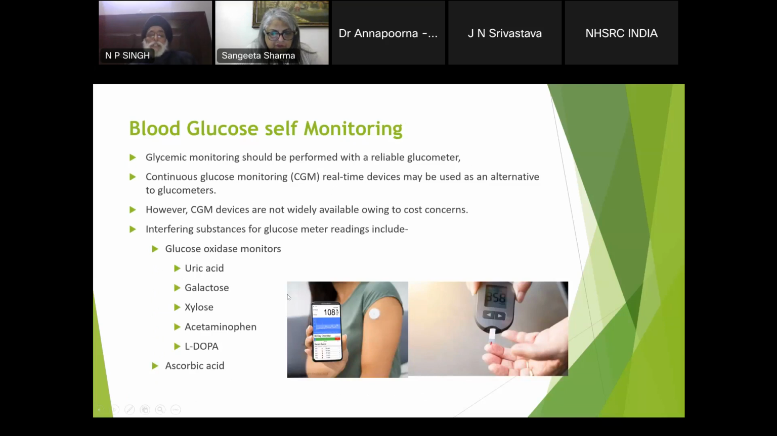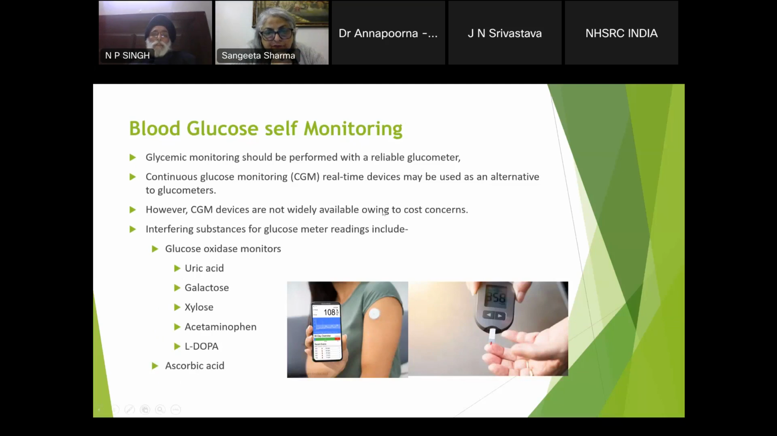Also, more important now is the role of self-monitoring of glucose. We should actually perform it with a reliable standardized glucometer. Now the facilities, even in India, are available for continuous glucose monitoring, and this is one such device you can see, and the person can read the blood sugars and monitor, and it is especially important in patients with type 1 diabetes or those who have brittle diabetes.